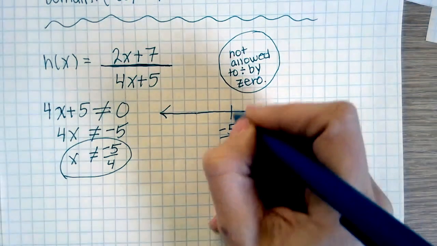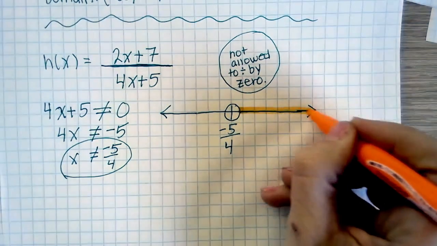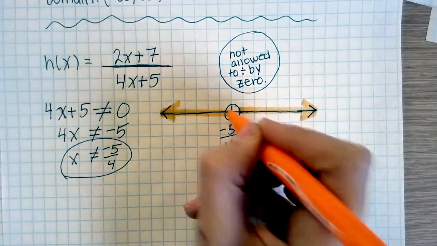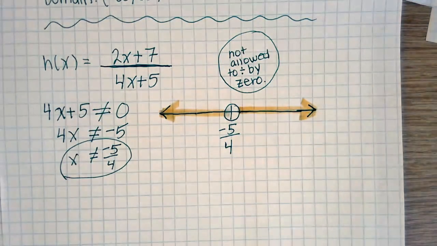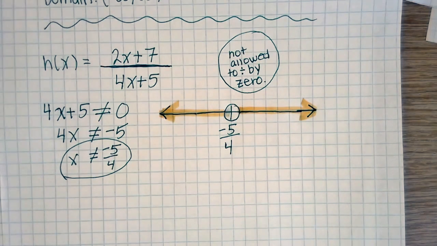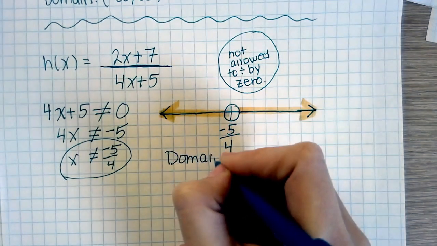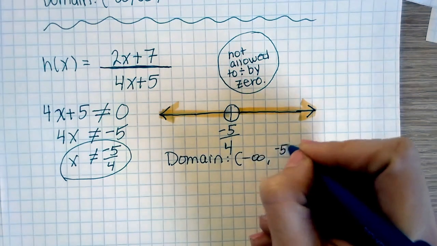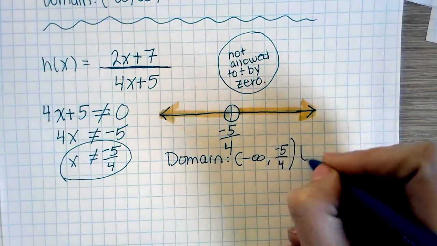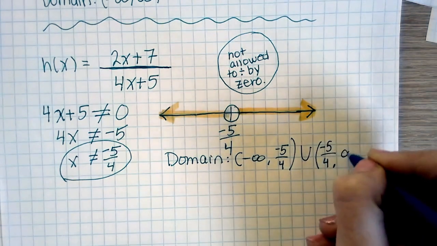Bad news. So if x can't equal negative 5 over 4, your domain is everyone else you can hang out with. Who can you hang out with? All of these numbers and all of those numbers, right? And we need to color that. So what's the domain? What do I write down? From negative infinity until? Use a union symbol. Over until? Good, and you're done.